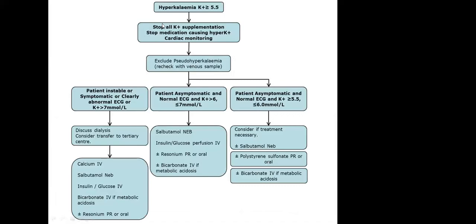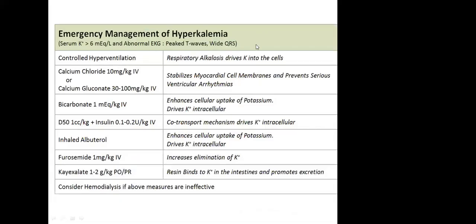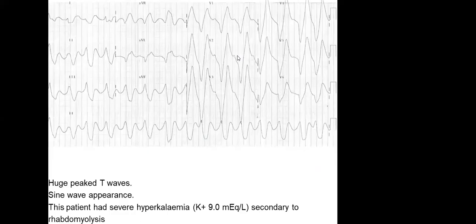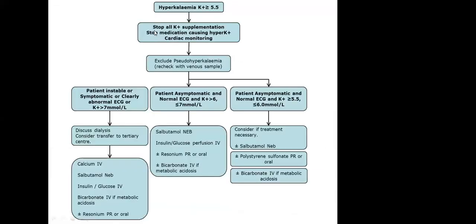Now, what is the management when we see a case of hyperkalemia? The first step is to stop all potassium supplementation, and all medications which contain potassium or can cause an increment in potassium. Start the patient on cardiac monitoring. Also, if the history is not compatible, recheck the venous sample.